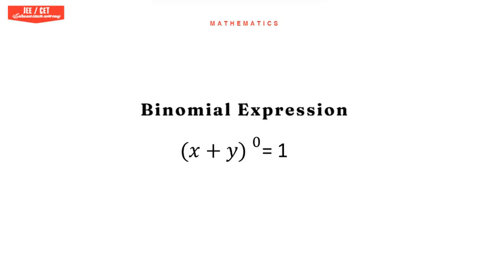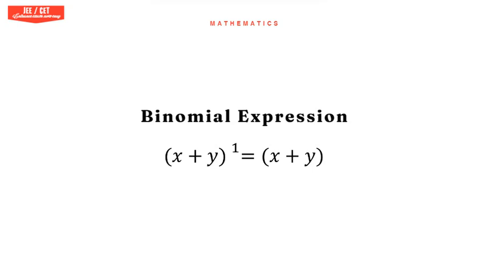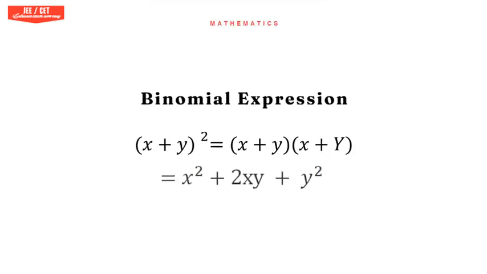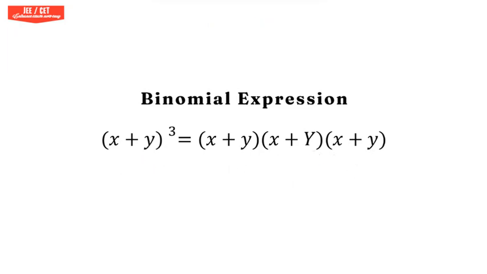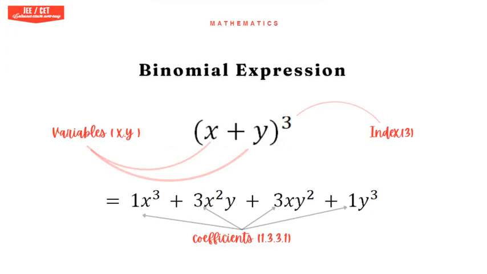We know that any expression raised to 0 is 1. x plus y raised to 1 is equal to x plus y. x plus y square equals x square plus 2xy plus y square. x plus y cube equals x plus y multiplied 3 times, which is equal to x cube plus 3x square y plus 3xy square plus y cube. Here x and y are variables, index equal to 3, coefficients are 1, 3, 3 and 1.